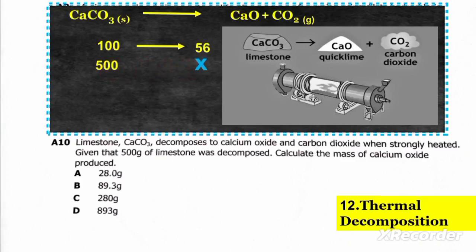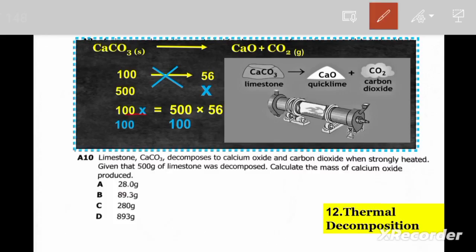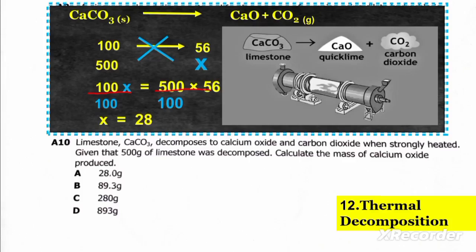Let us do a cross multiplication. So we are going to say 100 times X. We are going to get 100X equals 500 times 56. So we are going to divide both sides of the equation by 100. Then we are going to get 280 grams. So therefore our correct answer here is 280 grams, which is C. We are done with this question.